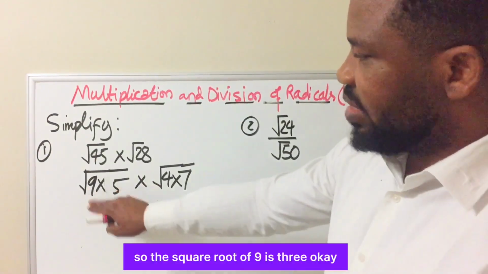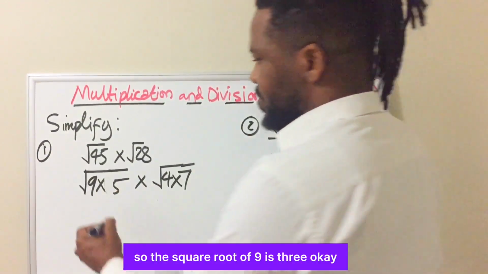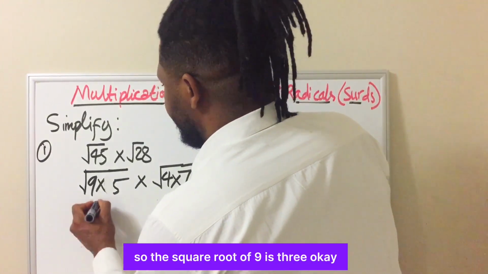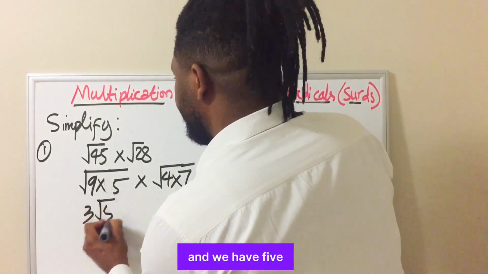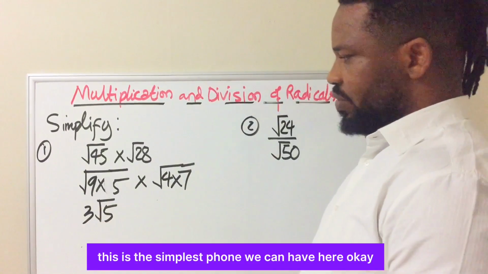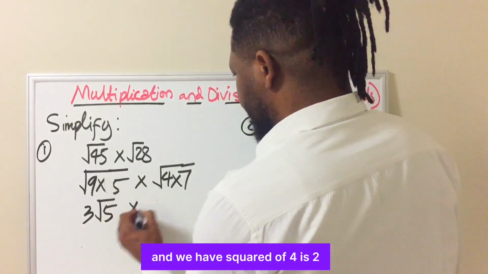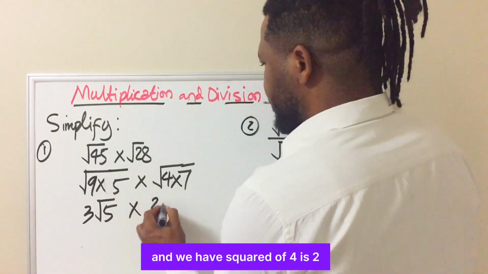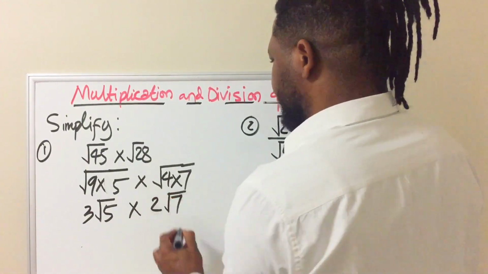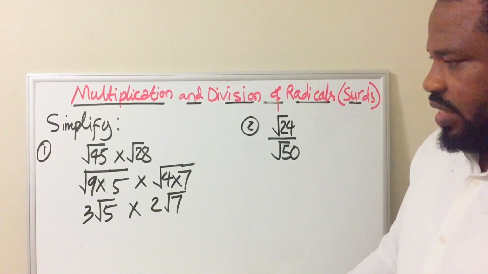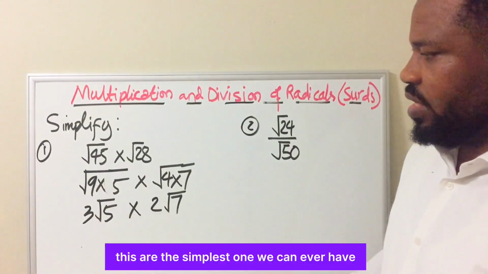So the square root of 9 is 3, and we have root 5. This is the simplest form we can have here. And the square root of 4 is 2, and of course we have the square root of 7. These are the simplest forms we can ever have.